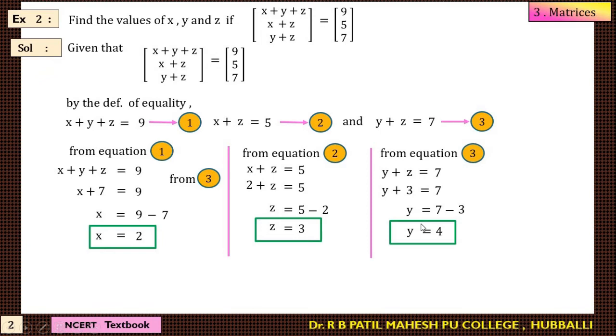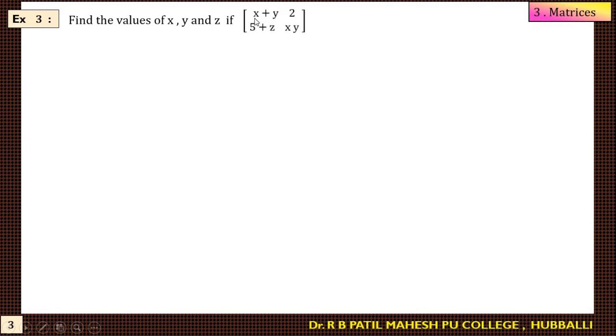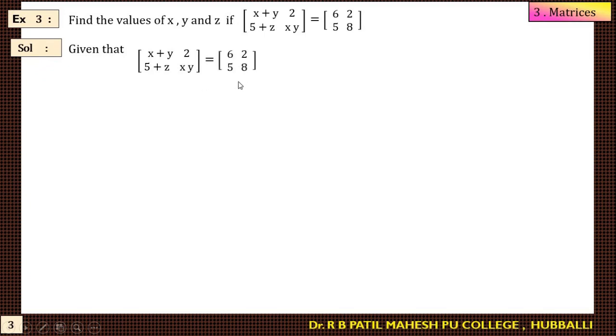Now see the next example. Find the values of x, y and z if the matrix x plus y, 2, 5 plus z, xy is equal to 6, 2, 5, 8. Okay, it is also the same technique, same method. So first you write the given equation of matrices, that is x plus y, 2, 5 plus z, xy is equal to 6, 2, 5, 8.